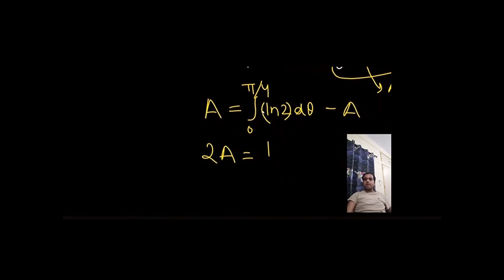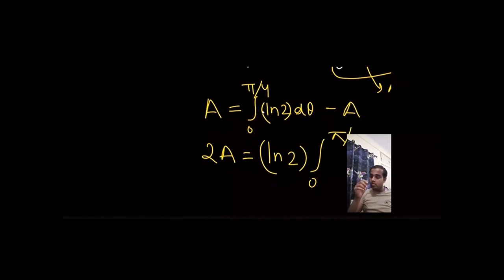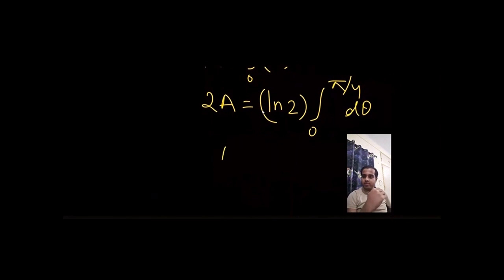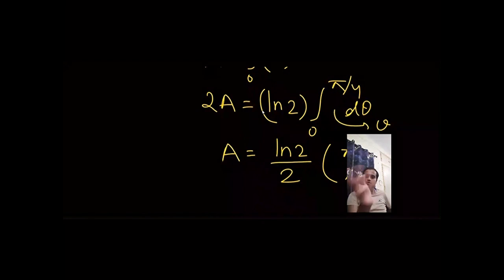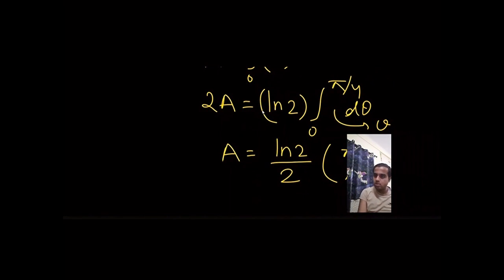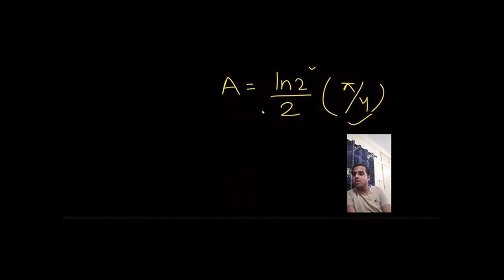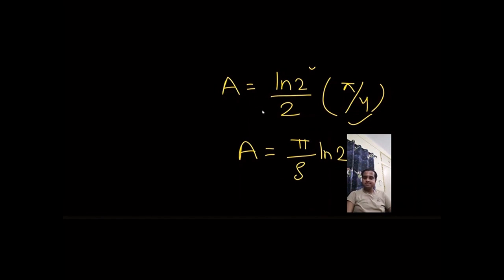So you get 2A. Now because natural log of 2 is a constant, we can take it outside the integration. So natural log of 2 times the integration from 0 to pi/4 of d theta. So now the value of A will simply be natural log of 2 divided by 2 multiplied with pi/4, because the integral of d theta is theta, and theta from pi/4 to 0 simply means pi/4 minus 0, which is pi/4, so it has been multiplied with natural log of 2 divided by 2. The answer has come. So A will now be pi/8 natural log of 2. It is now the answer for this question.